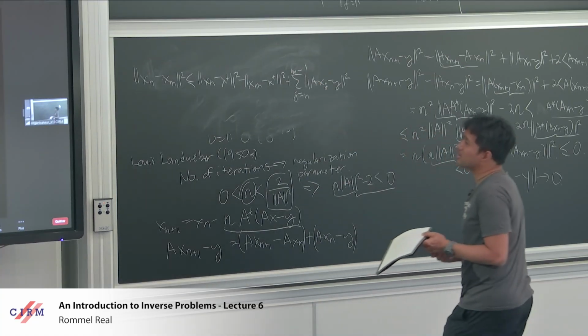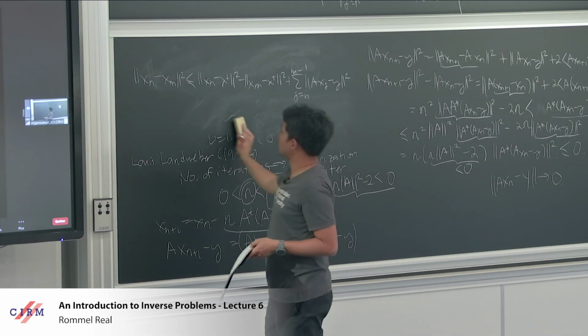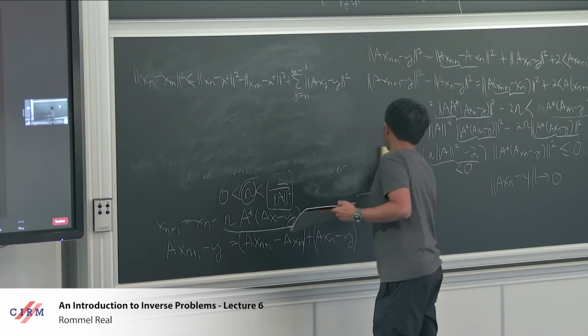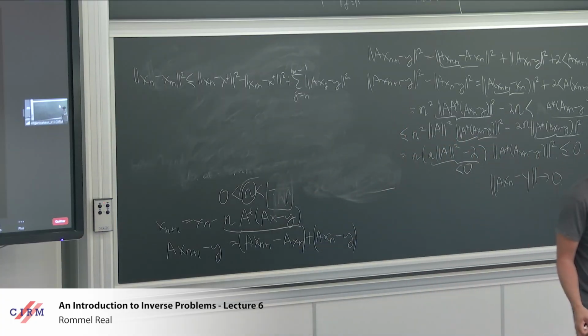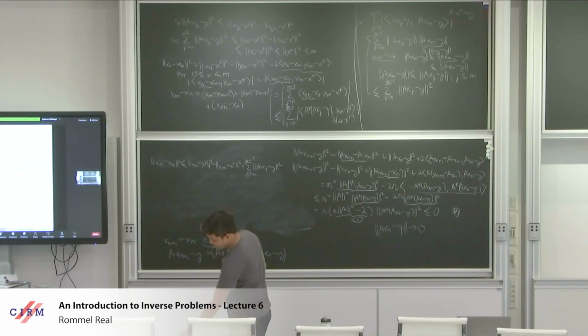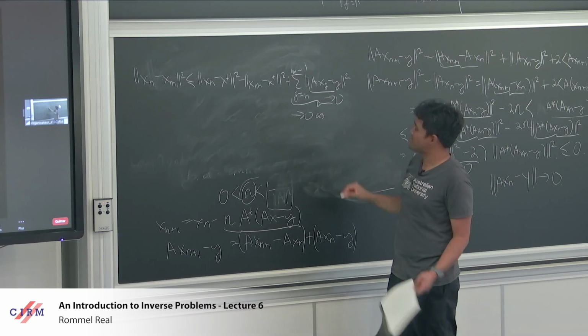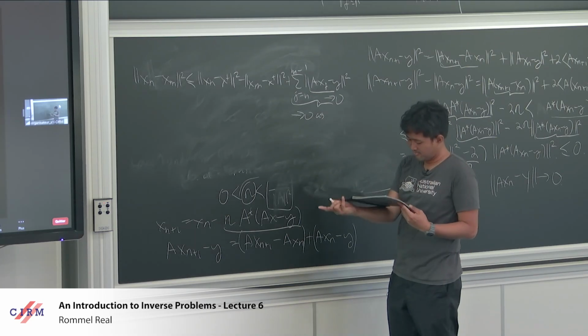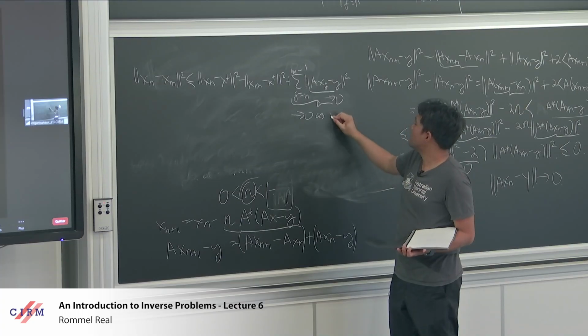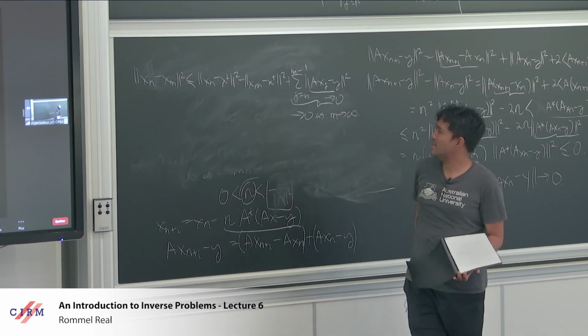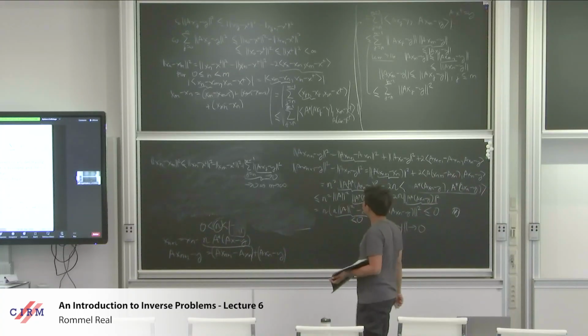Now we'll use this argument over here. Note that from the previous lemma, what was that lemma again? 3.17. By lemma 3.17, we know that each term here must go to 0, so therefore this goes to 0 as, let's say, m goes to infinity. Okay. Also as n goes to infinity as well.